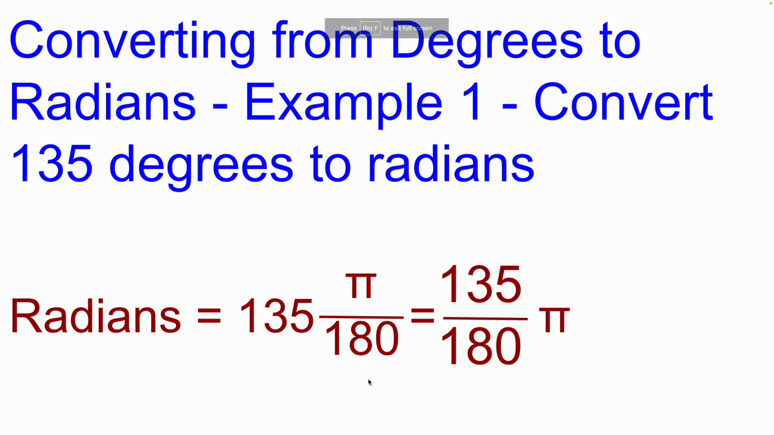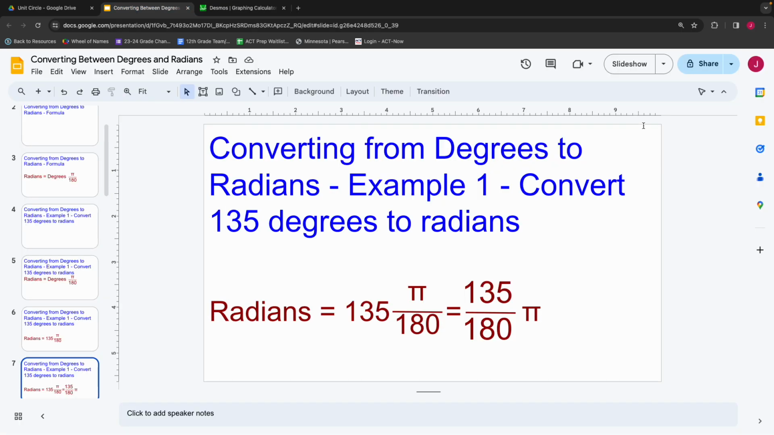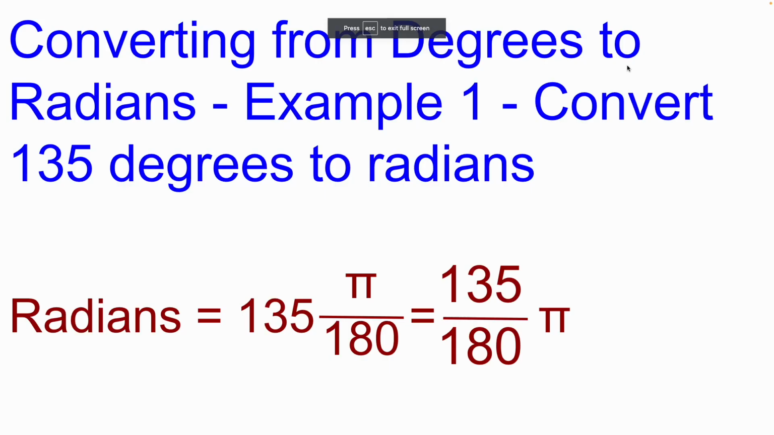To do 135 over 180, I'm just going to use Desmos. So 135 over 180, and Desmos has this nice feature where we'll take this and can reduce the fraction. So it's 3/4. So then my answer will become 3/4 pi.